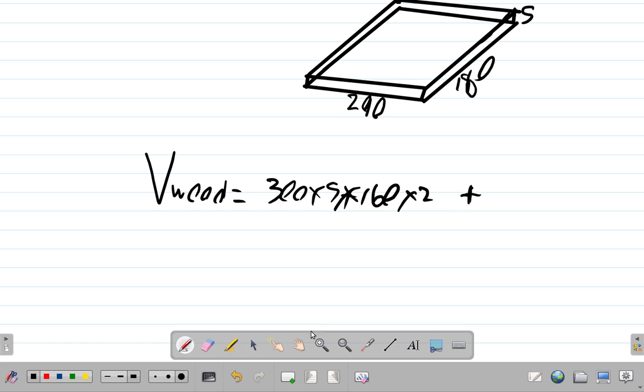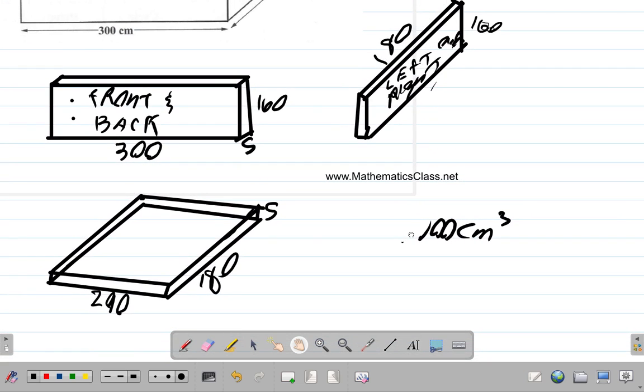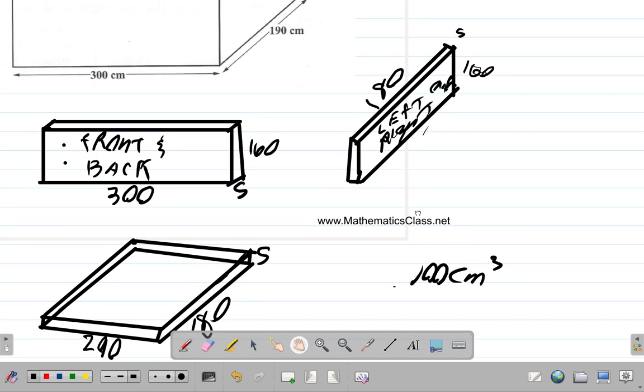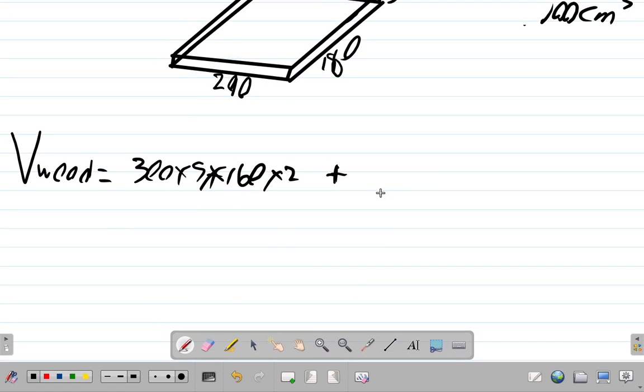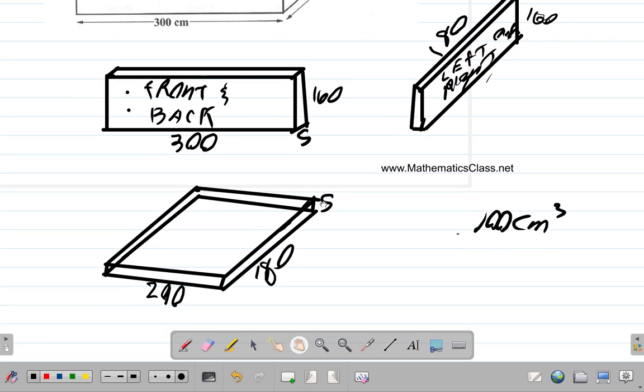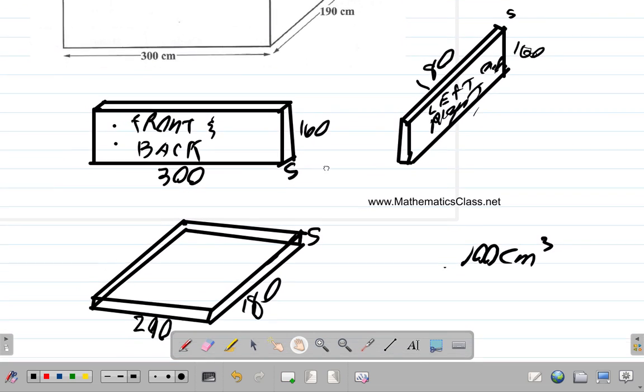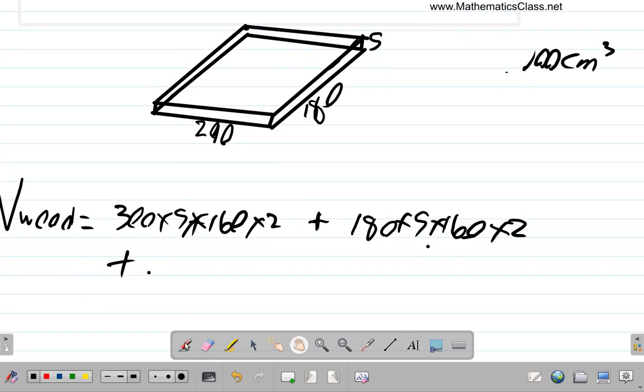About the left side and the right side now. 180 by 5 by 160. That's for one side, and it applies to the two sides, so you multiply this by 2 to get the two of them. Plus. And then the bottom would be 290 by 5 by 180.